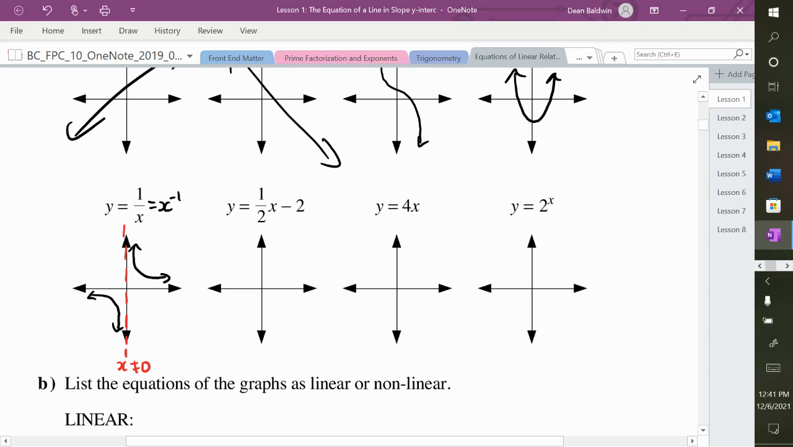Linear or non-linear? It's not linear because it's going to be a negative exponent, right? What's the exponent? It's just 1. What about the next one? Linear. And what about the final one? Non-linear, because x can be anything.